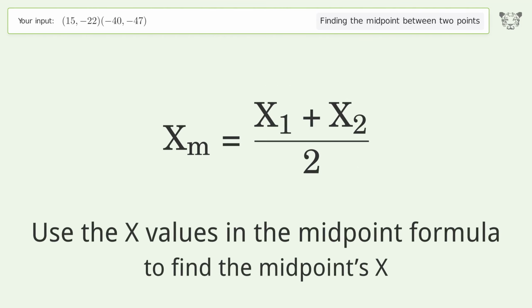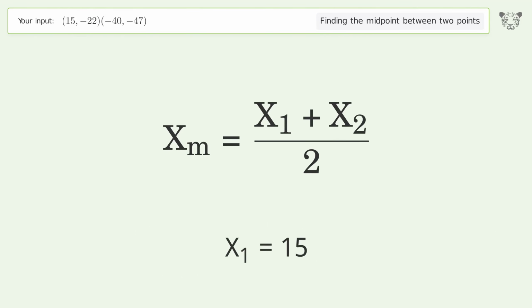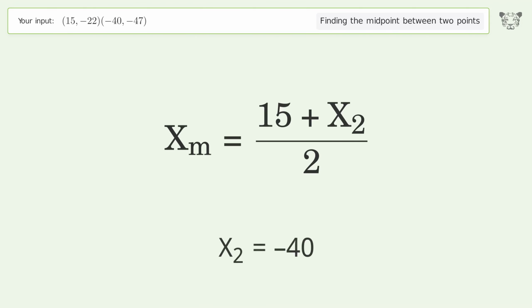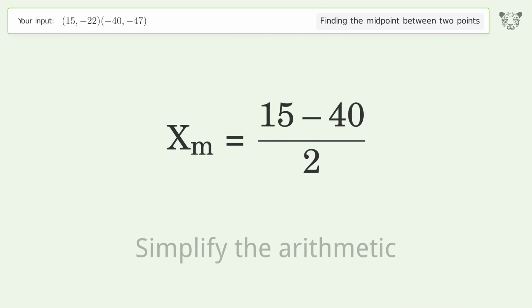Use the x values in the midpoint formula to find the midpoint's x. x1 equals 15. x2 equals negative 40. Simplify the arithmetic.